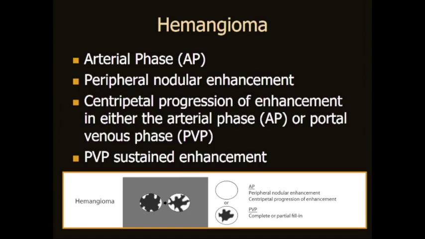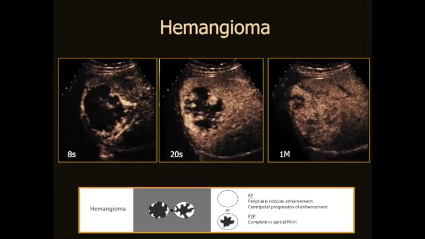So hemangiomas, we know they're characterized in the arterial phase by peripheral nodular enhancement, which tends to show centripetal progression of the enhancement in either the arterial or the portal venous phase, and have a tendency to sustained enhancement.